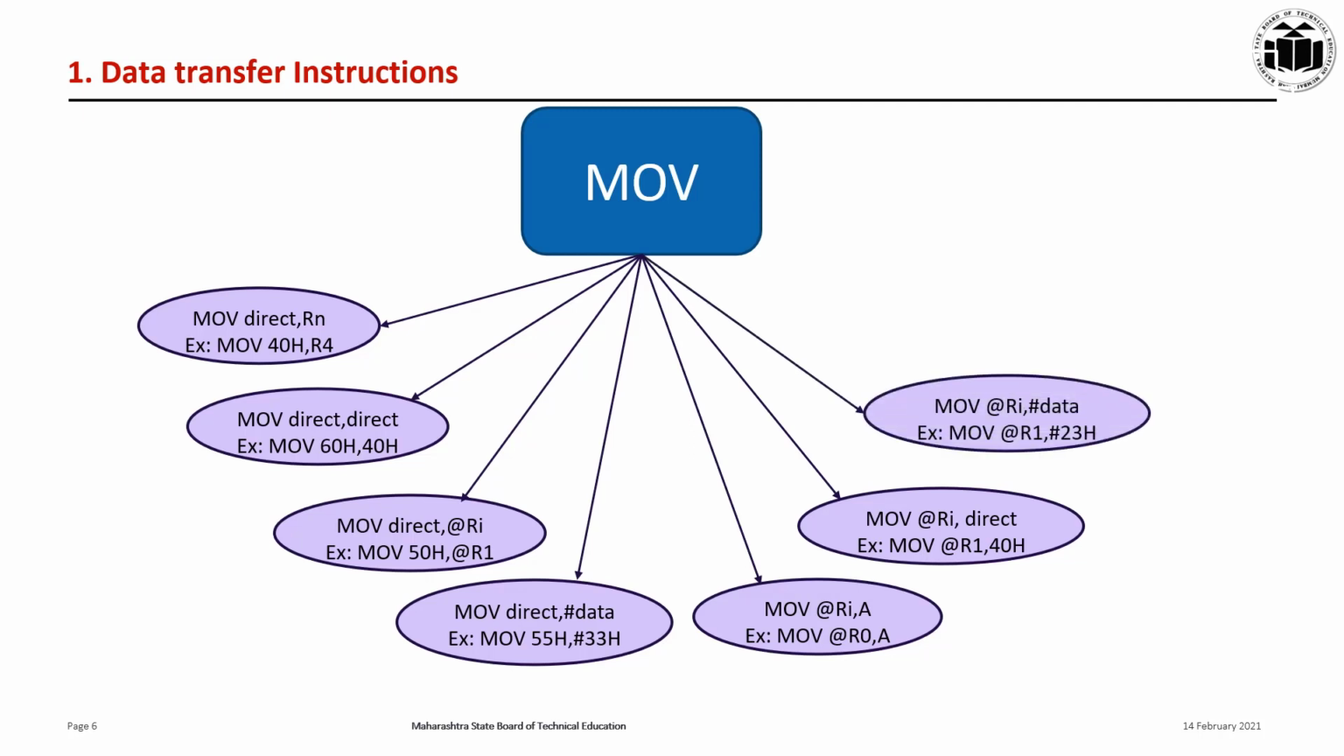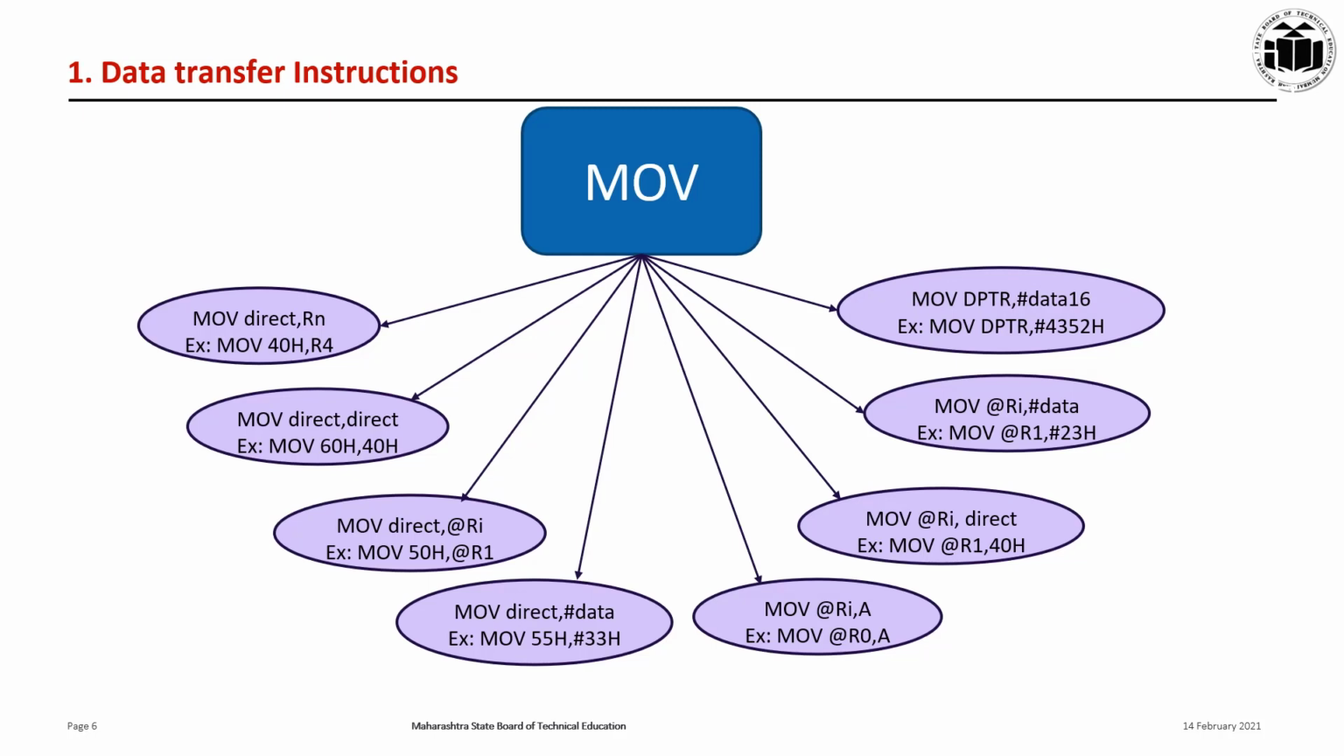MOV @Ri, #data. Move immediate data given in the instruction to memory location pointed by register Ri. Example, MOV @R1, #23h. After the execution of this instruction, data 23h will copy to memory location pointed by R1.